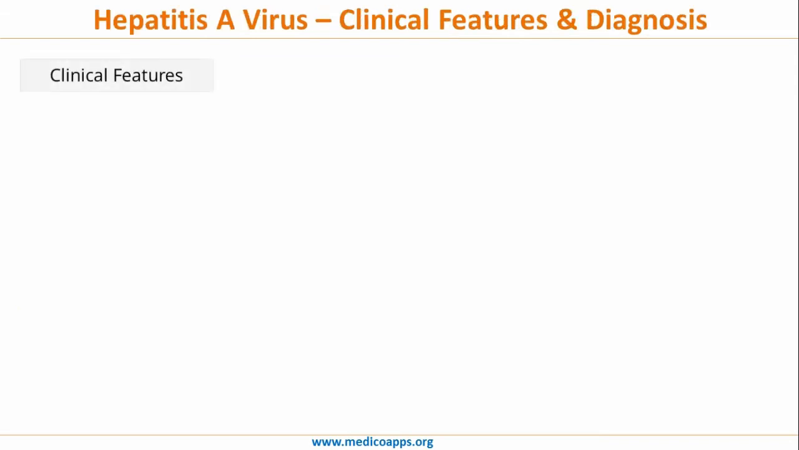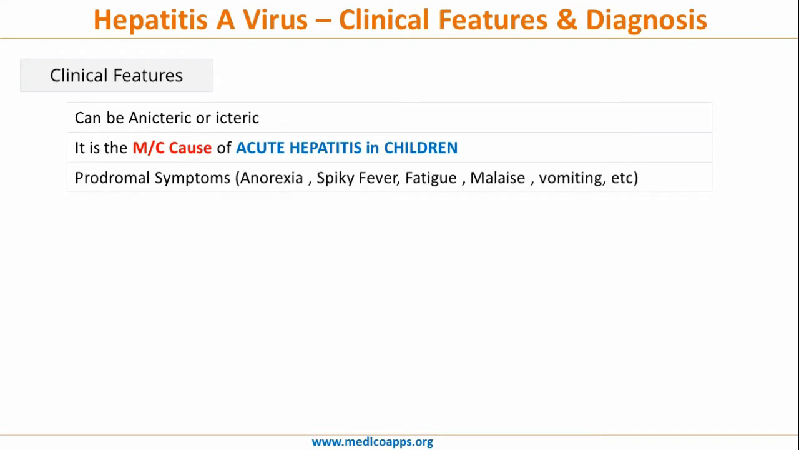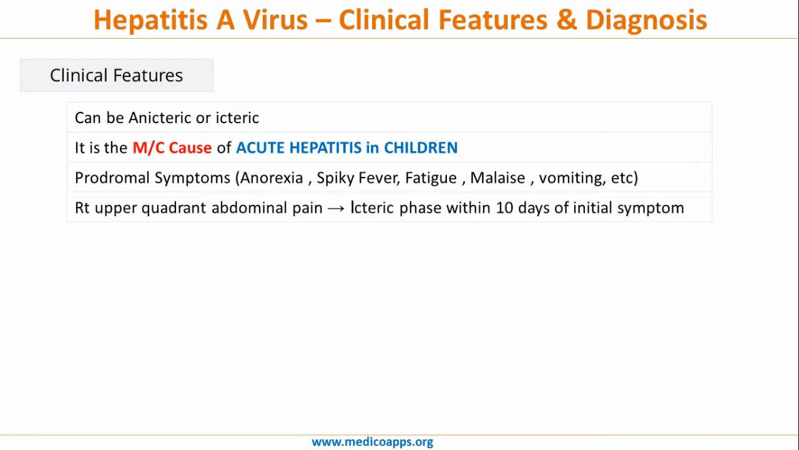Moving forward to the clinical features, it can be anicteric or icteric. It is the most common cause of acute hepatitis in children. The prodromal symptoms generally include anorexia, spiking fever, fatigue, malaise and vomiting. There can be right upper quadrant abdominal pain which is followed by the icteric phase within 10 days of the initial symptoms, and some cases can be associated with disorder of taste and smell.